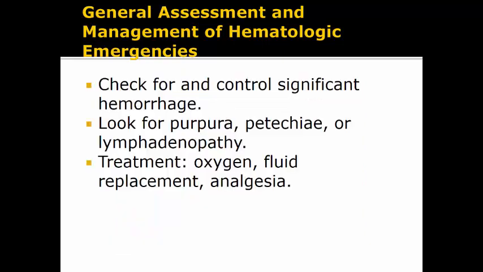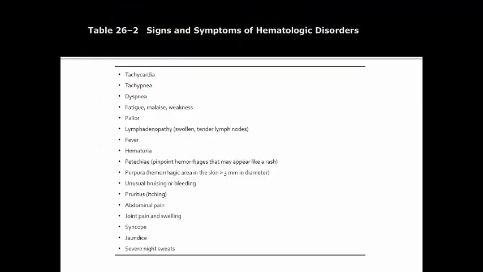All right, so your general management here. Look for any hemorrhage, control any hemorrhage. Look for other signs, purpura, petechia, anything like that may show that they're having abnormal bleeding. Pain management as needed, oxygen, fluid replacement as needed. Some of your signs and symptoms, now to be fair, a lot of these could go with just about anything else as well. Tachycardia, tachypnea, dyspnea, fatigue, pallor, fever, hematuria. All those things you can see in other stuff too, right? So this is where that really good history taking and questioning comes into play.